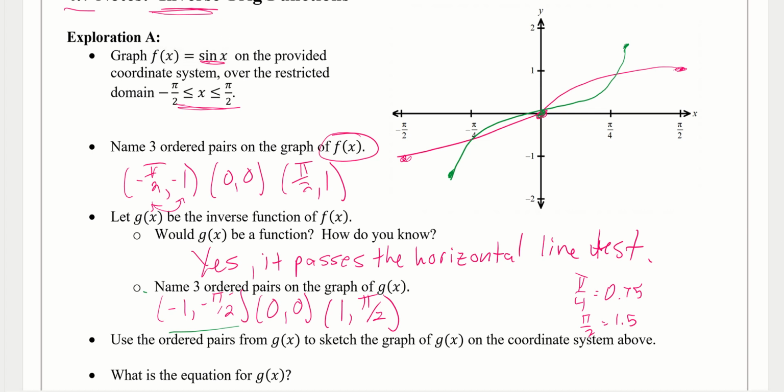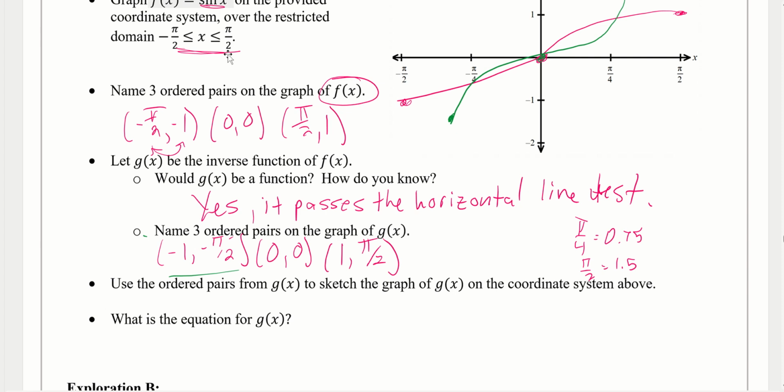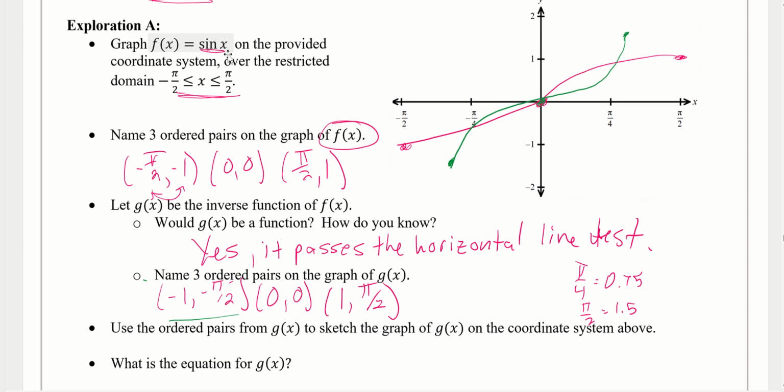Okay, hard to draw, but that's the idea behind it. It says, what is the equation for g of x, that kind of stuff. The other way that we know that this is an inverse is, remember, if we draw that y equals x line, it has to reflect over that guy. So that's another idea behind it.